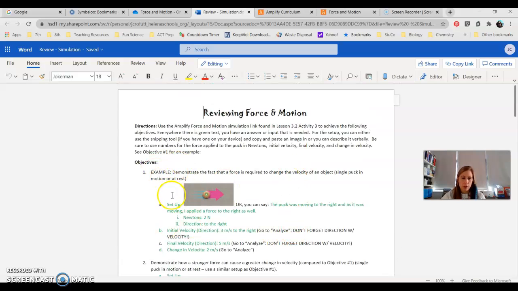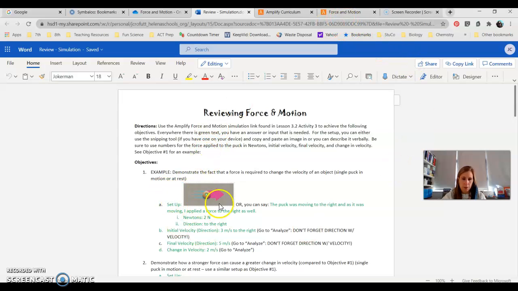Let's take a look at the first part. I did an example for you, and then I'll look briefly at the second part too. The first example says demonstrate the fact that a force is required to change the velocity of an object, using a single puck in motion or at rest. I did this example for you so you don't have to do anything on number 1, but I am going to show you what I did.